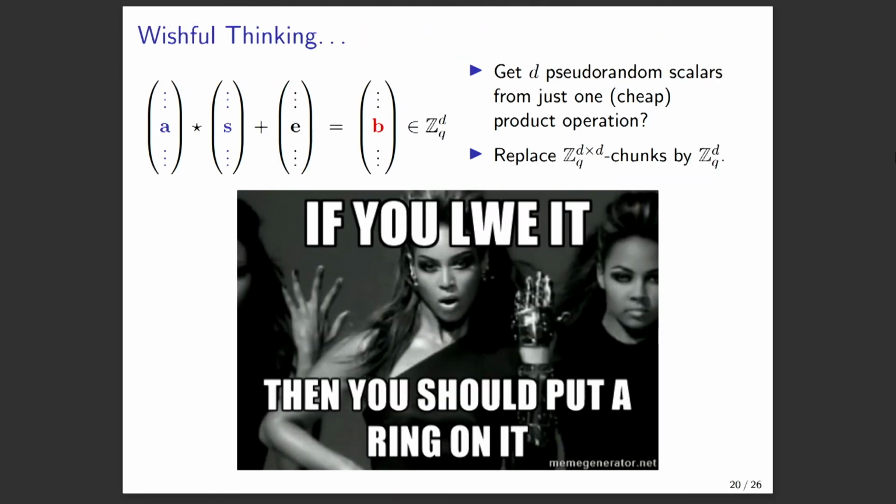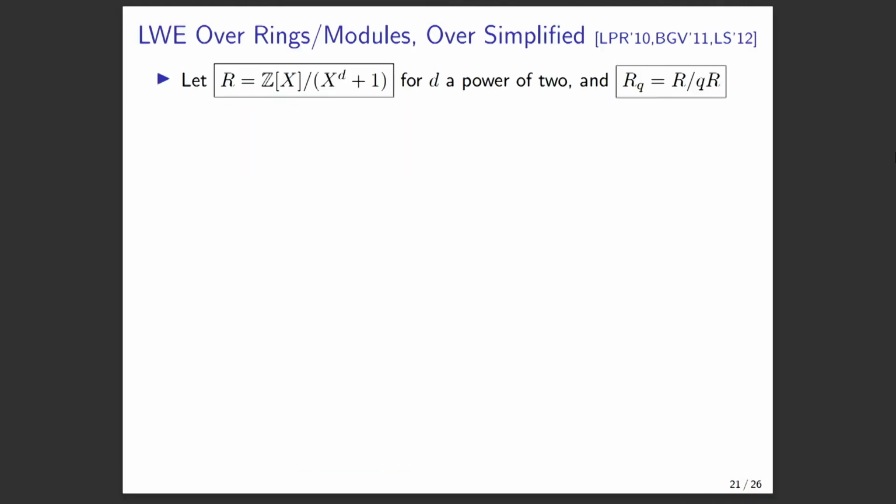So I'll define the problem in a very oversimplified way, just to give you a flavor. We'll take the ring of polynomials modulo x to the d plus 1, and d will be a power of 2. What this means is all these polynomials you can think of as having degree less than d, and when you multiply them, the degree grows, but you replace x to the d with -1 and x to the d plus 1 with -x, and so forth. So they fold back on each other to be lower degree.